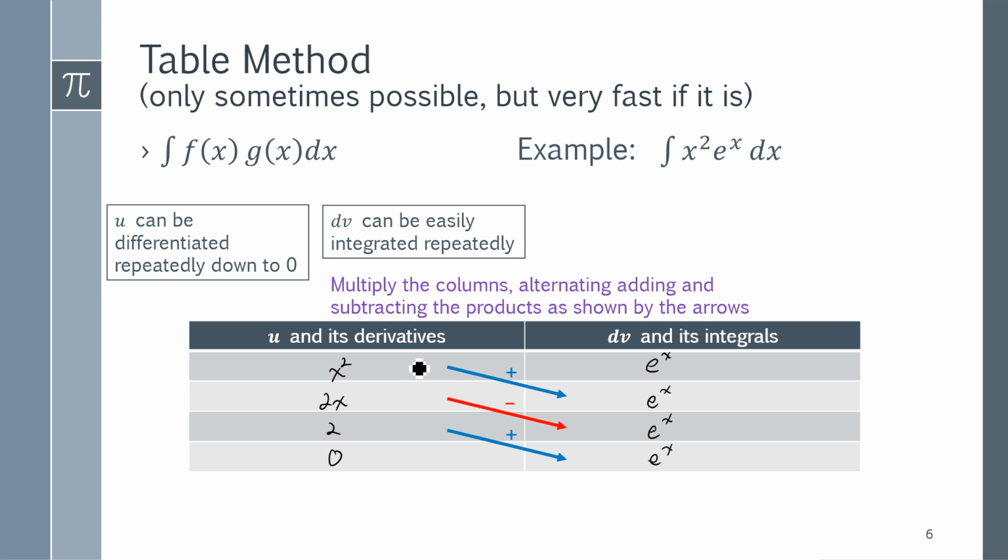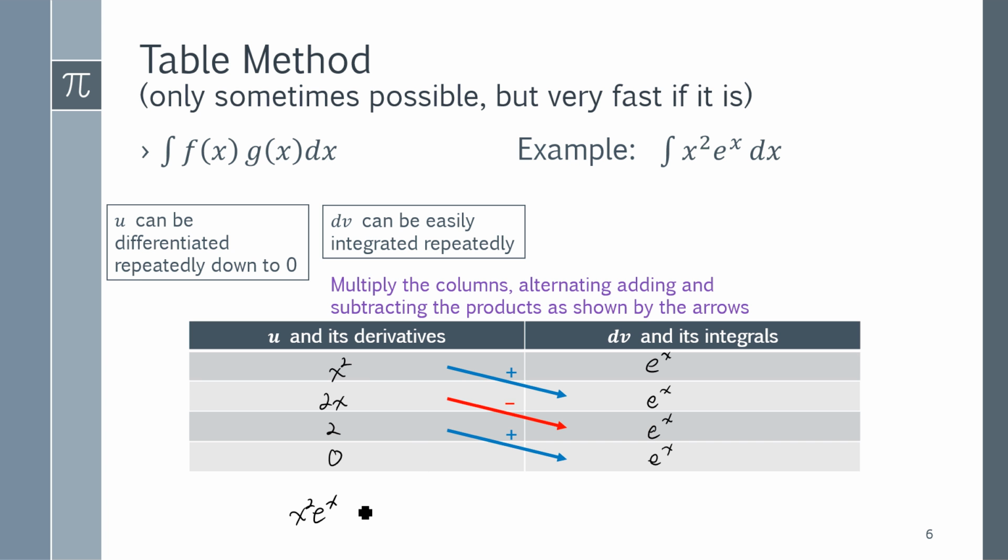I then am taking the first row, first column, times the second row, second column. So it's always offset by 1 row when I move from first column to second column. So first column, first row, second column, second row. And I'm going to have a plus whatever this product is. So I have x squared e to the x.